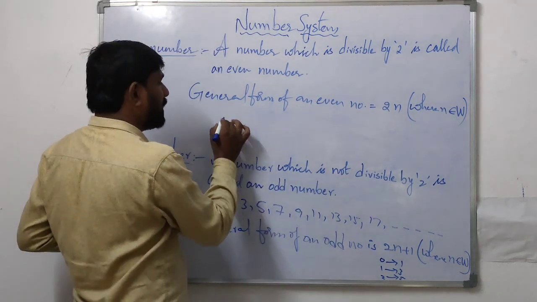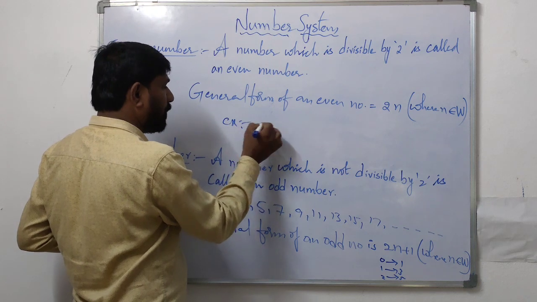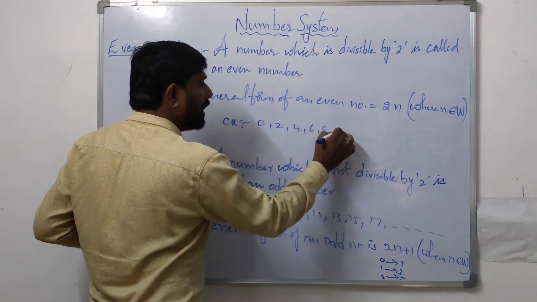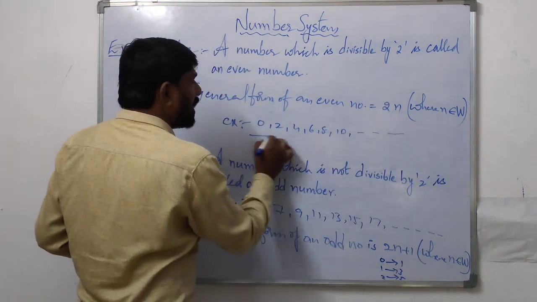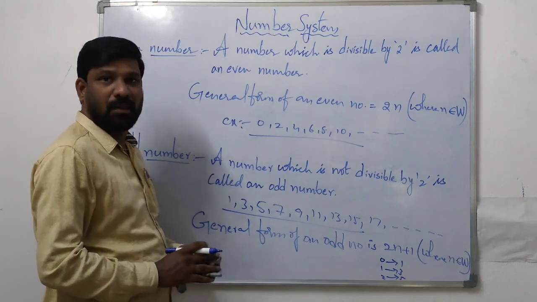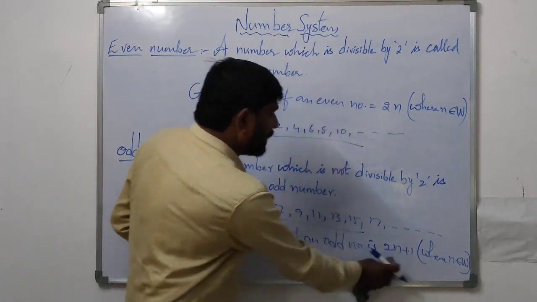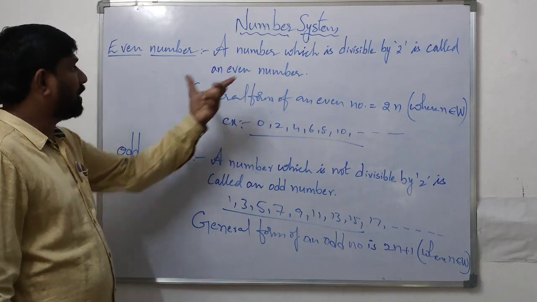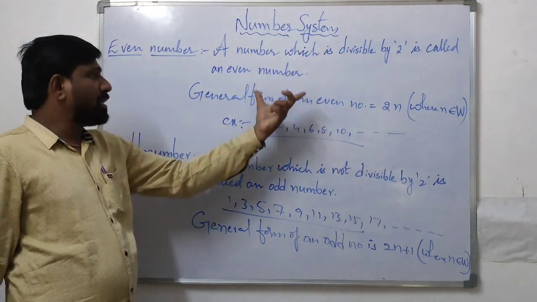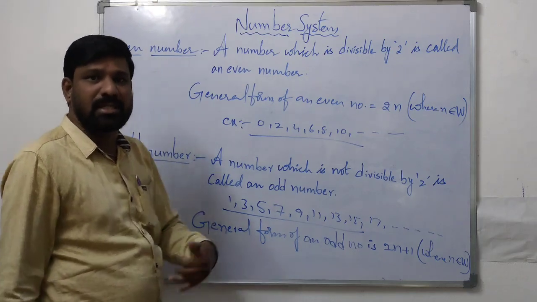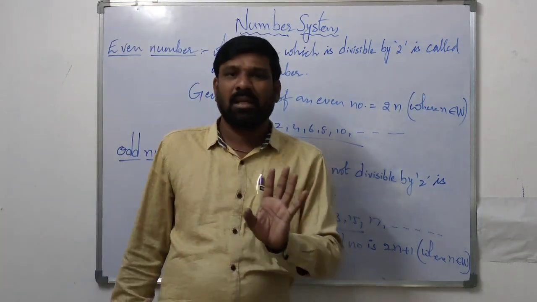Here, the examples of this, if you take the general form, are 0, 2, 4, 6, 8, 10 and so on. These are the examples of even numbers and these are the examples of odd numbers. Right? I think you might get the difference between even number and odd number, along with the definition and examples. Clear? Next we will see divisibility rules.